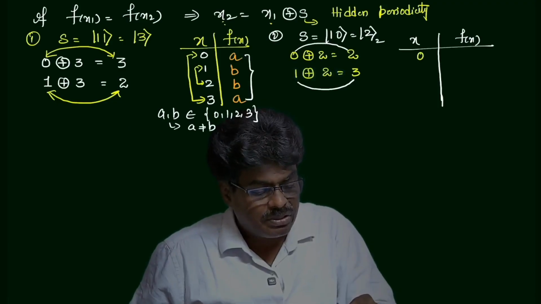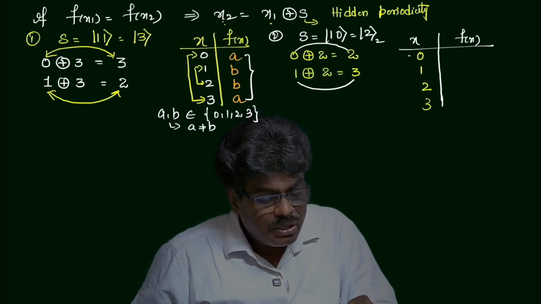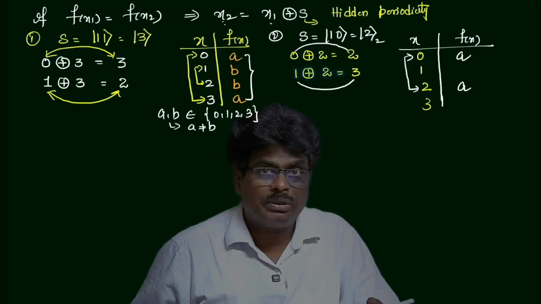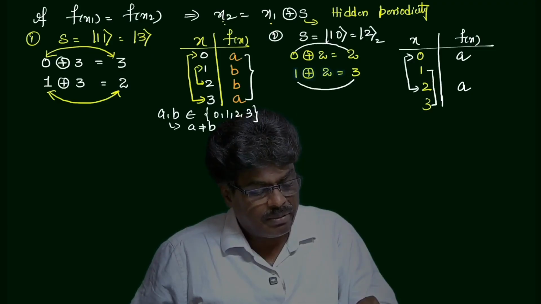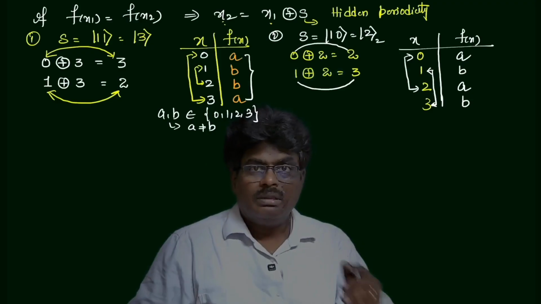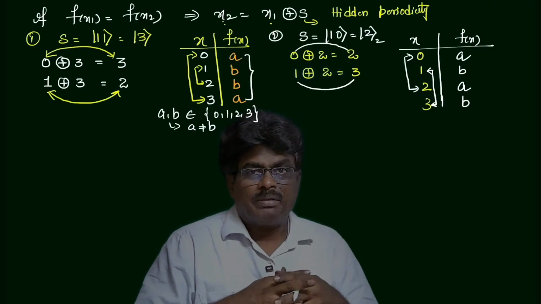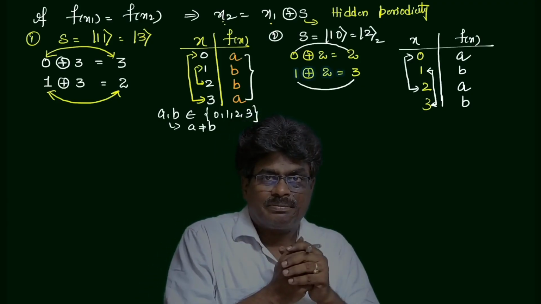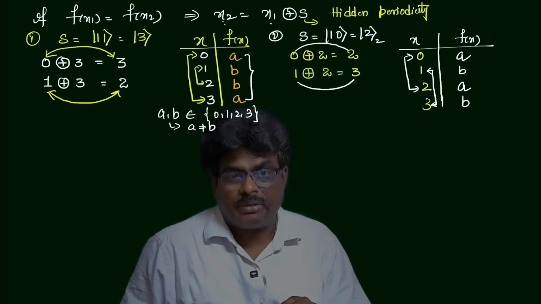So here x, here f of x. Now this is 0, 1, 2, 3. Now it's very clear. 0 and 2 have same output, let it be A. I told you no need to bother about that. And 1 and 3 have same output, so that is B. In this, the more important thing is not that output, that output A B. Only the thing is here we have to find that hidden periodicity S.